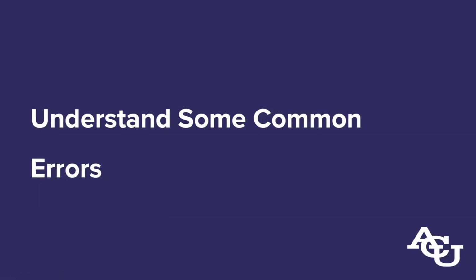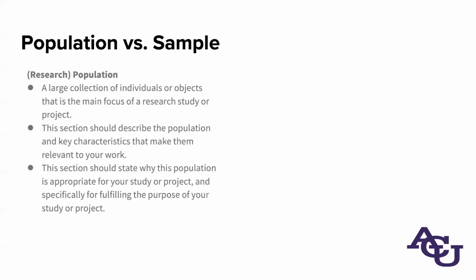We're going to finish up by talking about some common errors that I often have faculty sending students to work with me about for chapter 3. So number 1 is confusing the research population with the research sample. Now, you'll usually just see this shorthanded as population and sample. Again, research population and research sample.